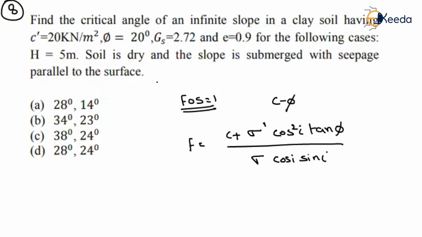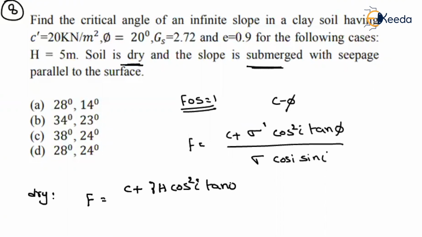In the first case, we have to talk about the dry case. In the second case, we have to talk about the submerged. So let me write them down separately. If it is a dry case, your factor of safety will be equal to C plus just simply sigma. That means here it will be simply gamma into H into cos square i into tan phi divided by gamma into H into cos i into sin i.